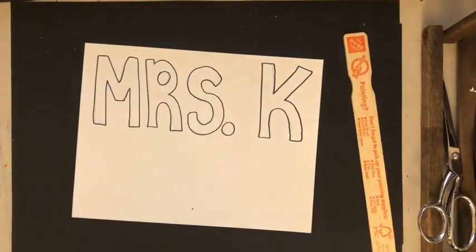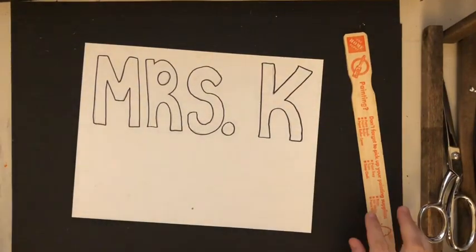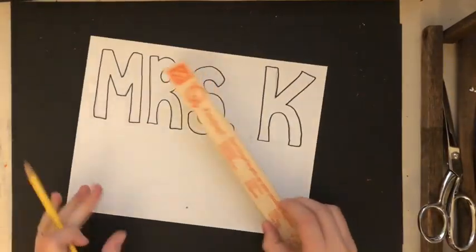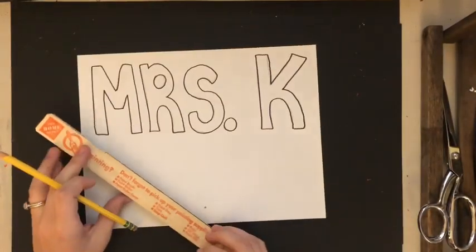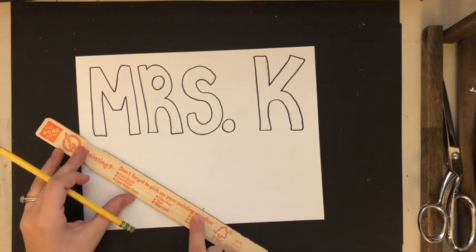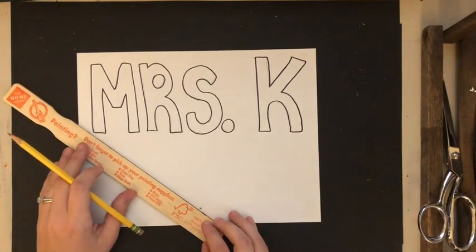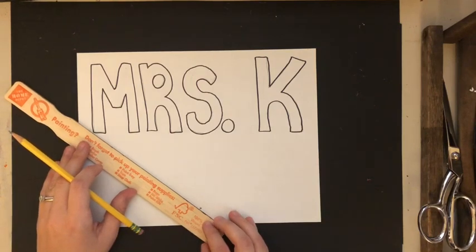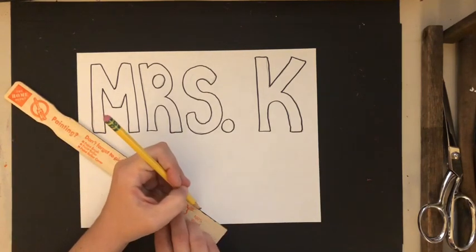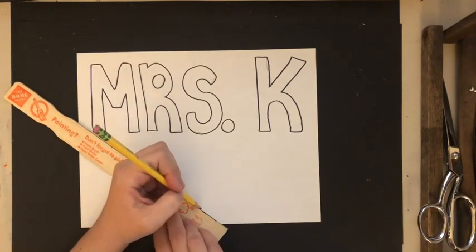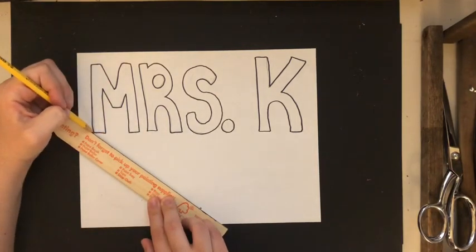Okay, now that my letters are Sharpied, we're going to start making our three-dimensional lines that go all the way to the dot. So I'm going to take my straight edge and put it to my vanishing point, the dot, and then I'm going to take the other end and line it up with the bottom of my first letter M, and I'm going to make a straight line all the way to that corner.